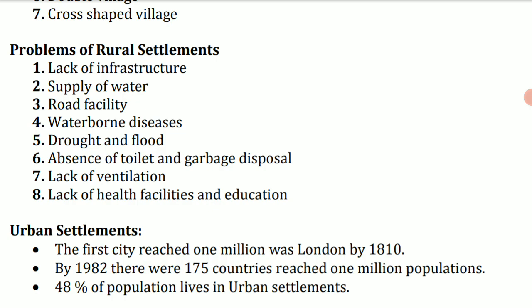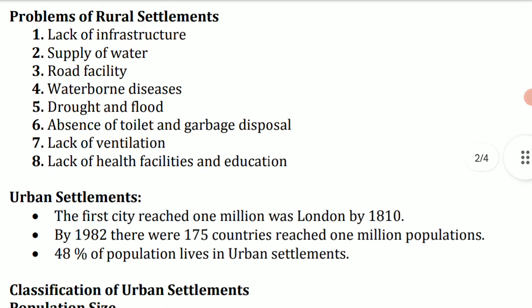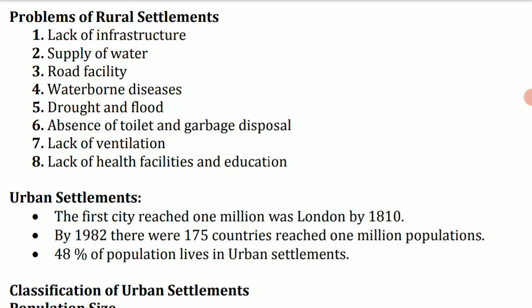So now talking about problems of rural settlements, first is lack of infrastructure. In rural areas, there is a lack of supply, and the road facilities are not very good, and there is a very large problem of waterborne diseases, and sometimes drought and flood are also in the rural areas. And there is absence of toilet and garbage disposal in rural areas, and this problem needs to be addressed by the government, and the government is addressing it, but a lot is done, a lot is left to be done.